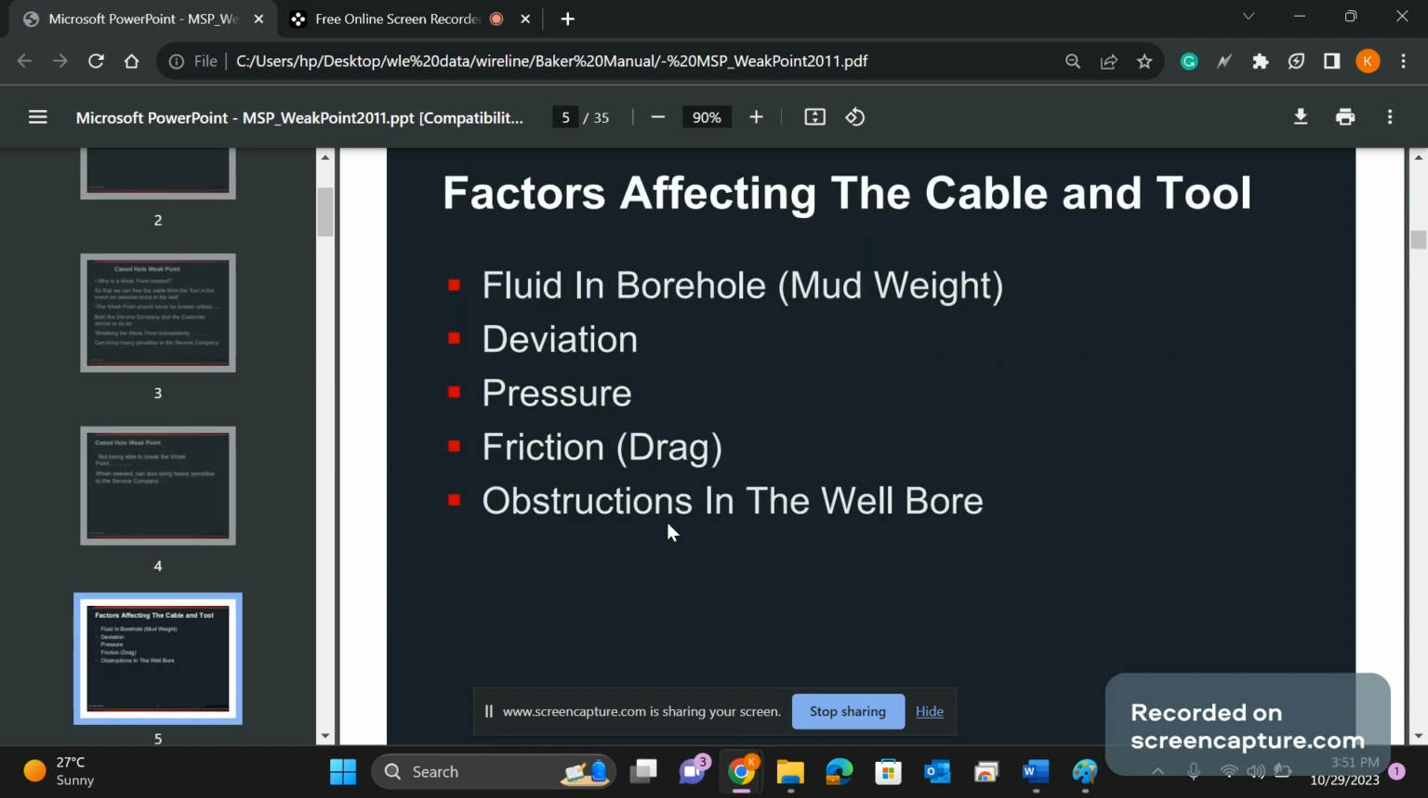Okay. For the factors that affect the cable and the tool, we want to note what the fluid in the borehole is, and what the mud weight is, the weight of that fluid in the well. That will affect the weight of the cable in the mud. Because as we know from buoyancy, from the physics principle, the weight of the cable decreases as we move downwards, since the fluid exerts an upward force on it. So we want to find out the weight of the mud, friction, pressure, and obstruction if there is an obstruction in the wellbore.